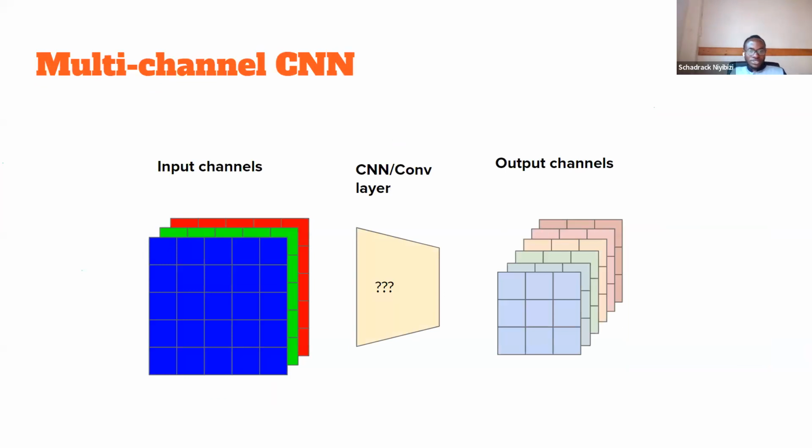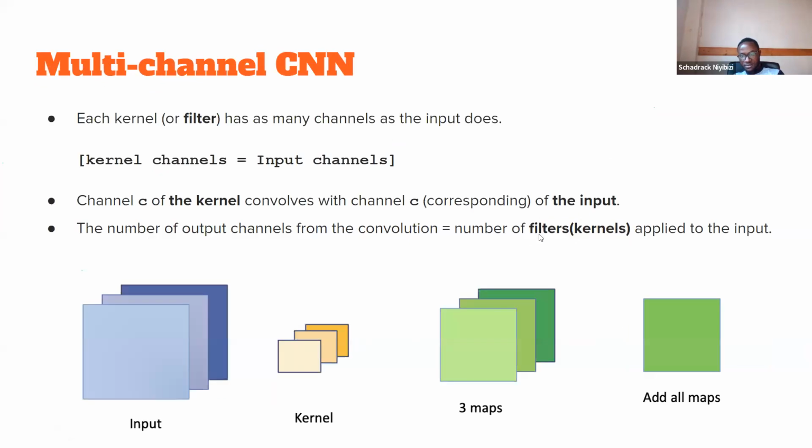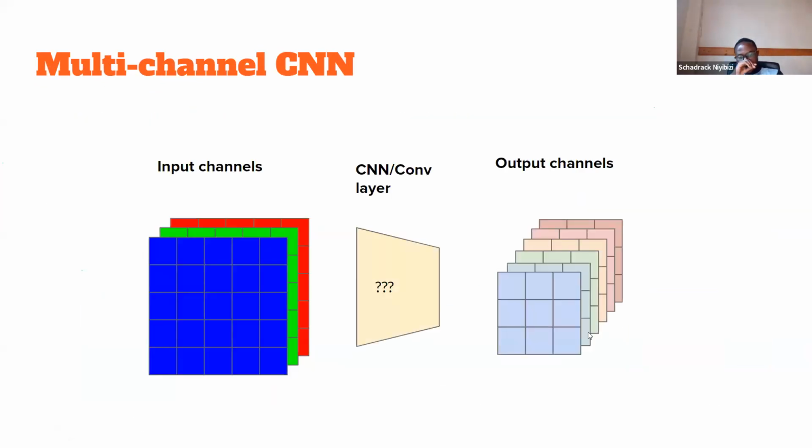Okay, so then let's talk about multi-channel CNN. For RGB images, these will be our input channels, which have the red channel, the green channel, and the blue channel. Then we apply our CNN convolution layer. These will be our output channels. What does it mean? For example, if you have a convolution layer with input channels equal to 3 and output channels equal to 64, those 64 are what I'm referring to as the output channels of the CNN convolution layer.